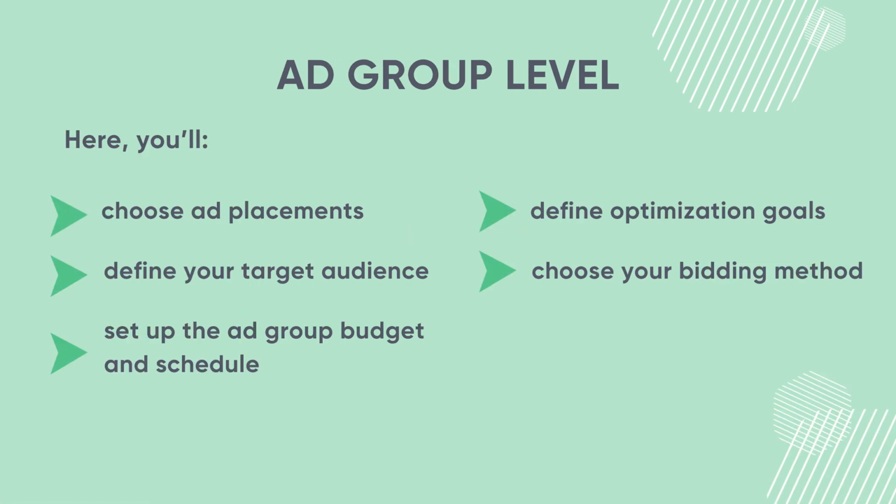At the ad group level, you'll get more specific with your settings. Here you'll choose ad placements, where your ad will appear in the TikTok feed or elsewhere. Define your target audience by selecting demographics, interests, and behaviors, and set up the ad group budget and schedule. You'll also define optimization goals, such as maximizing clicks or conversions, and choose your bidding method. The ad group level allows you to control how your ads will be delivered, making it a crucial step in optimizing performance.